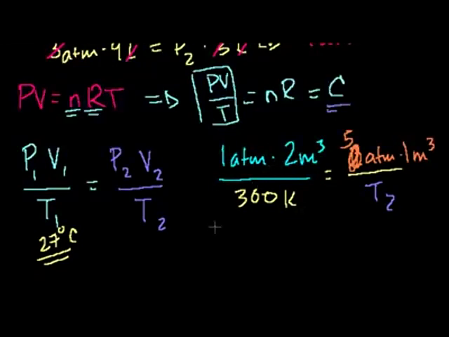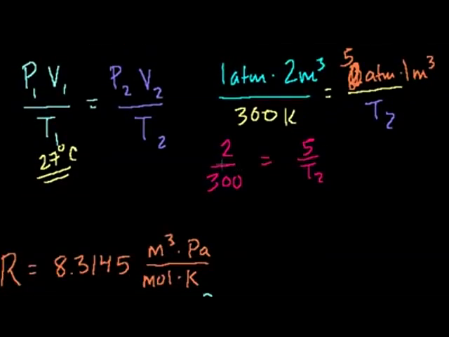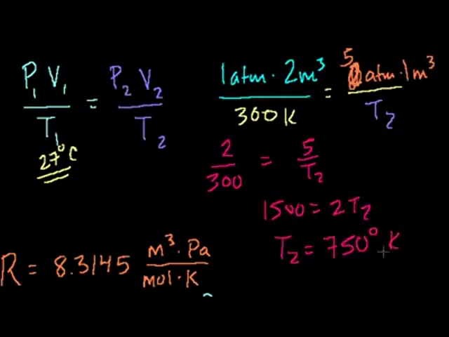We've set up our equation. So we have 2 over 300 atmosphere meters cubed per Kelvin is equal to 5 over T2, our new temperature. Then we have 1500 is equal to 2 T2. Divide both sides by 2, and you have T2 is equal to 750 Kelvin. Which makes sense, right?